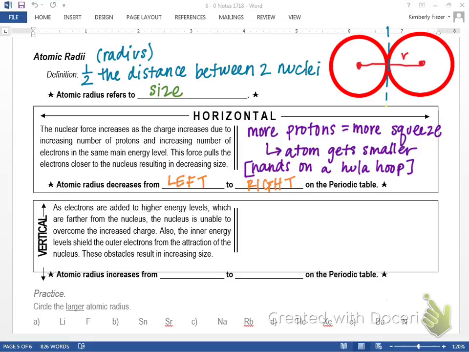We're going to do our up and down practice, or our vertical practice. As electrons are added to higher energy levels, which are farther from the nucleus, the nucleus is unable to overcome this increased charge. Also, the inner energy levels shield the outer electrons from the attraction of the nucleus. These obstacles result in increasing size. That's a lot of words.